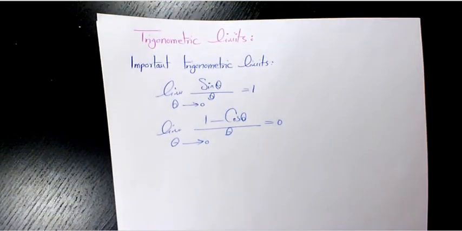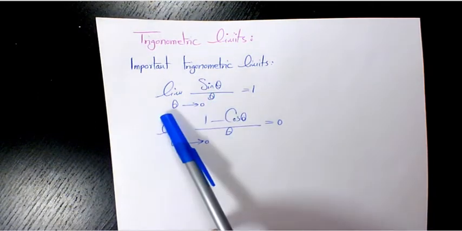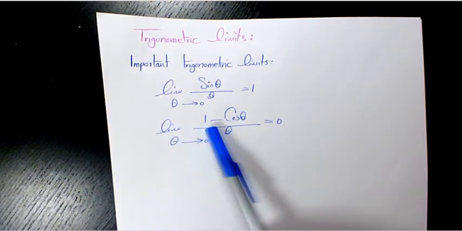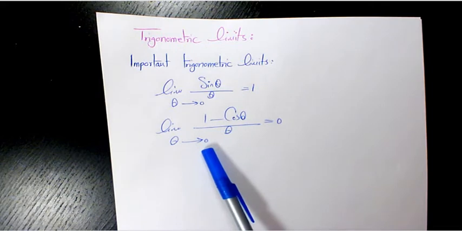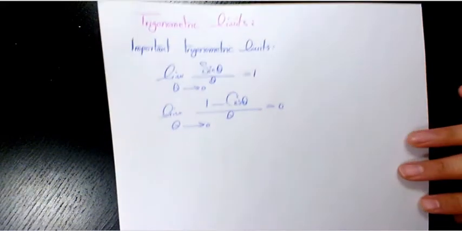Welcome to another video. In this video I want to show you how to deal with trigonometric limits. The two important trigonometric limits are: the limit of sine theta over theta as theta approaches 0 is 1, and the second one, the limit of 1 minus cosine theta over theta as theta approaches 0, is going to be 0. Based on these two, I'm going to give you some examples.